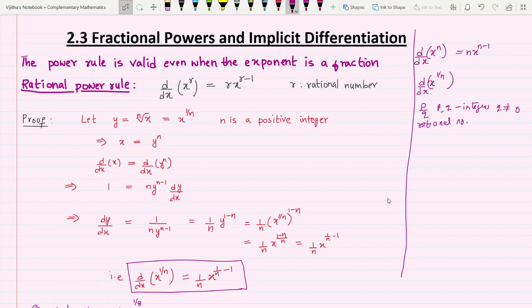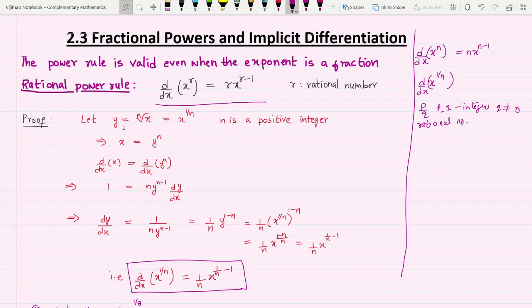So we have d by dx of x raised to r, where r is a rational number. Rational number means it is of the form p by q, where p and q are integers and the denominator is not equal to 0. So d by dx of x raised to r is r x raised to r minus 1. So we have applied the power rule to a rational power also. Now first we will see how to prove this.